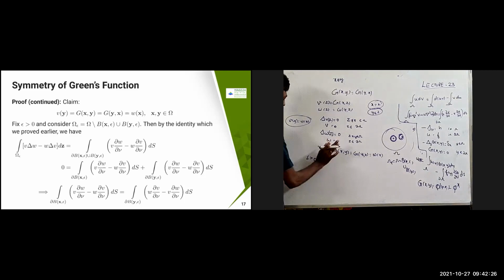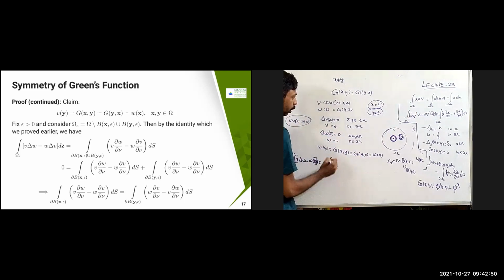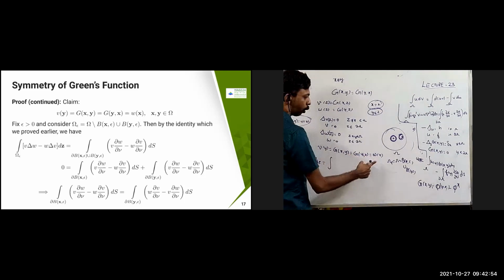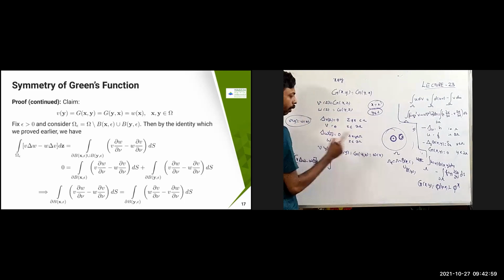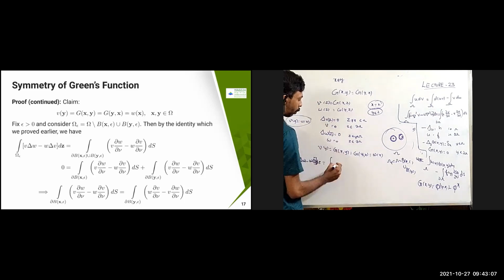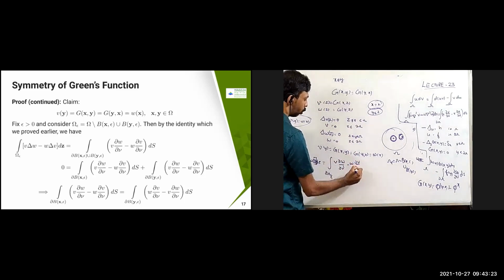So from these identities, what you are going to get is the integral of v del w minus w del v dz. I'm going to use this identity, and it is going to become an integral over omega epsilon. Actually two terms will come, on dou omega epsilon. So you are going to get v into dou w by dou nu minus w into dou v by dou nu ds.